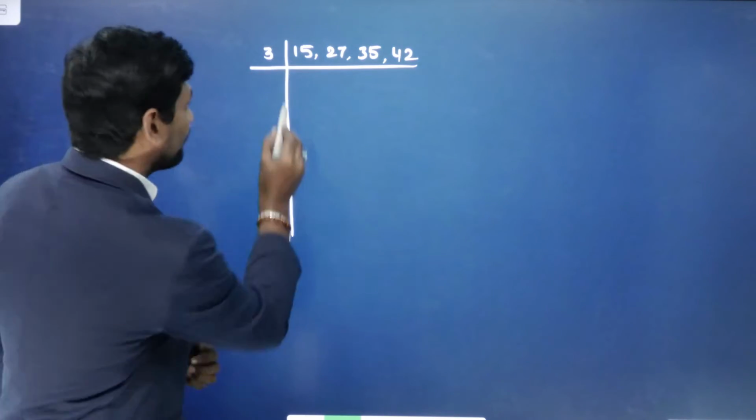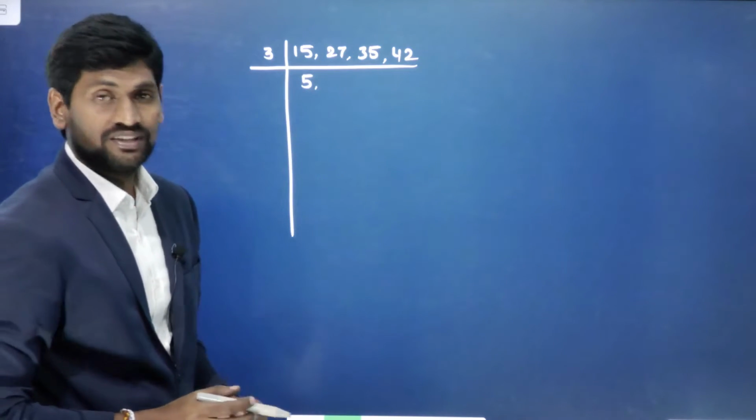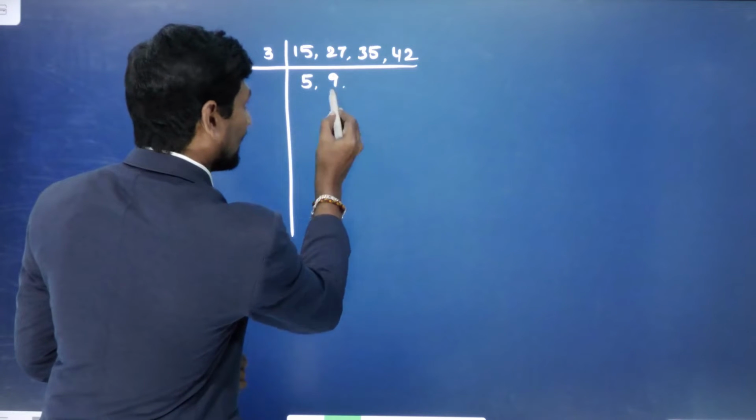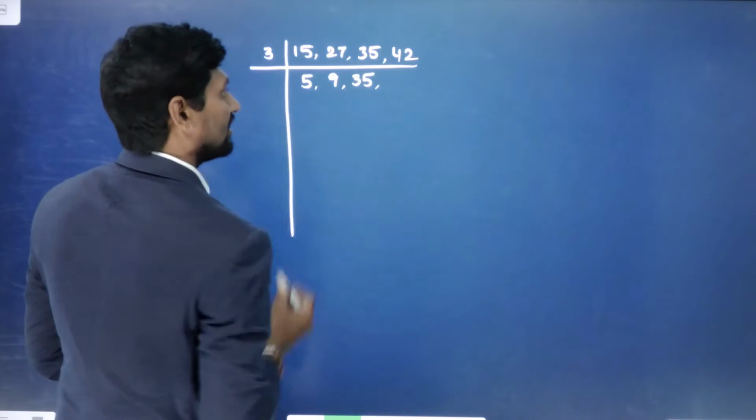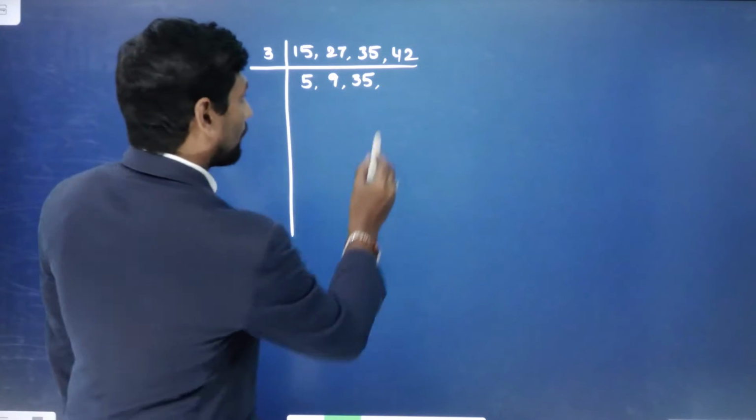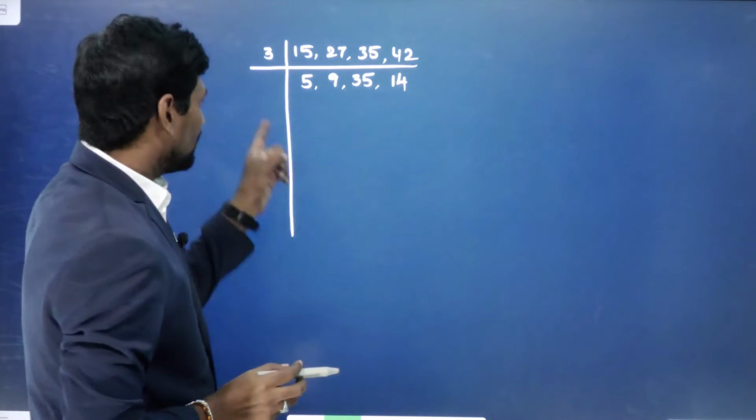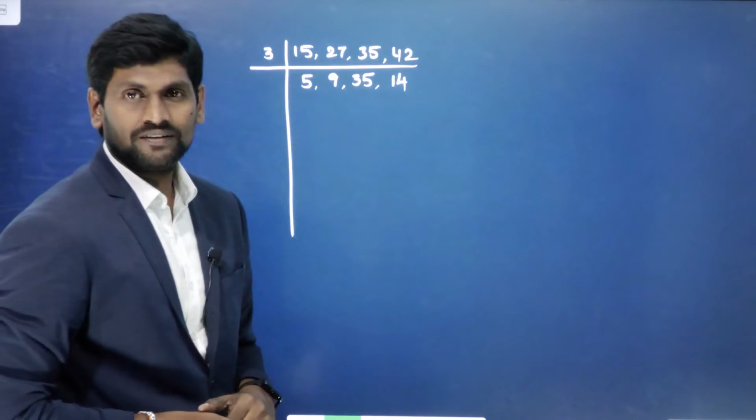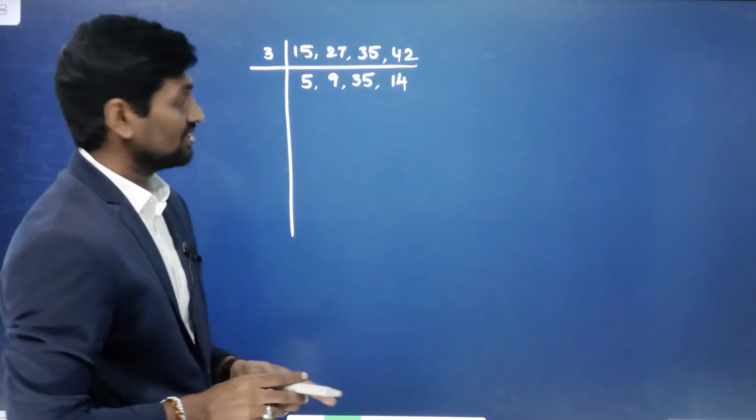3 table in 15, 5 times. 3 table in 27, how many times? Yes, exactly, 9 times. 35 won't come, so you can write it as it is, 35. 3 table in 42, 14 times. Now just identify any common factors here. Yes, 5 and 35 have common factors.